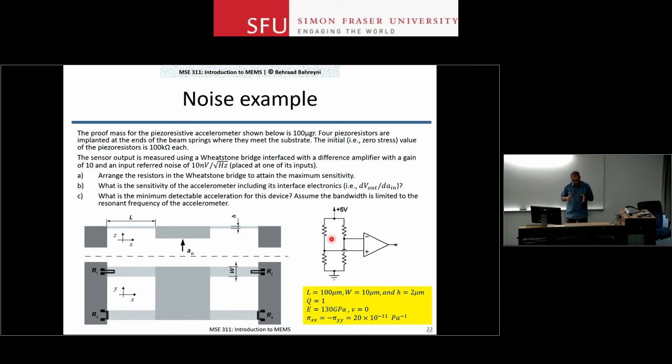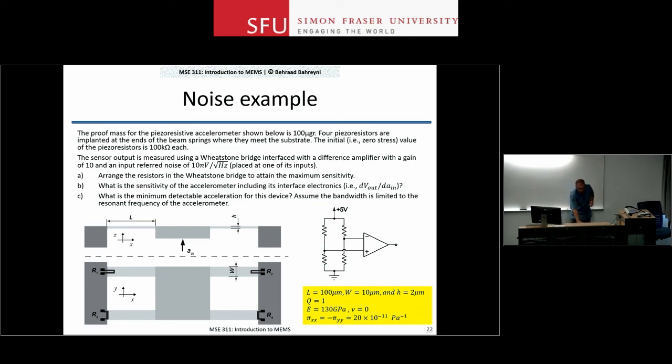The second part of the question says, what is the sensitivity of this device? dV out over dA in. Well, again, we have solved a similar problem before where you displace the proof mass, you estimate the stress, multiply that stress by the piezoresistive coefficient, you get delta R's, and put them in the formula that we have for the Wheatstone bridge, you get your delta V out as a function of input acceleration. Again, if you want, we can go through the full solution during the live session.